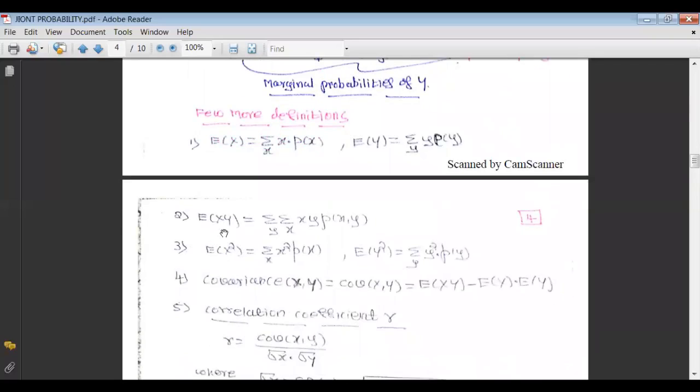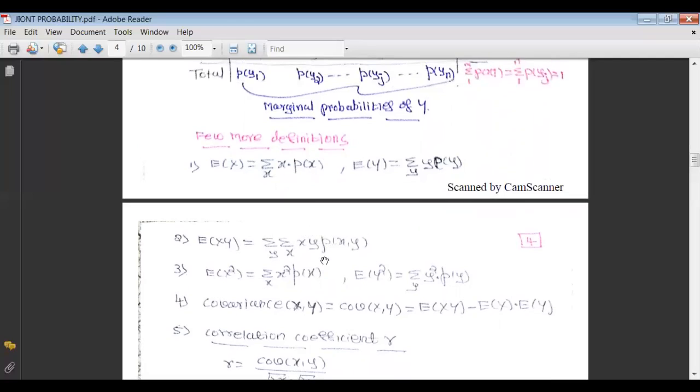One new thing is the expected value of xy, which is defined as the double summation of x into y into the corresponding joint probability p of xy. In general, it is the product sum of all the possible values of x, y, and the corresponding joint probabilities. We can discuss it in detail when we solve the example. Let us concentrate on how to calculate the expected value of xy for a given joint distribution in detail.